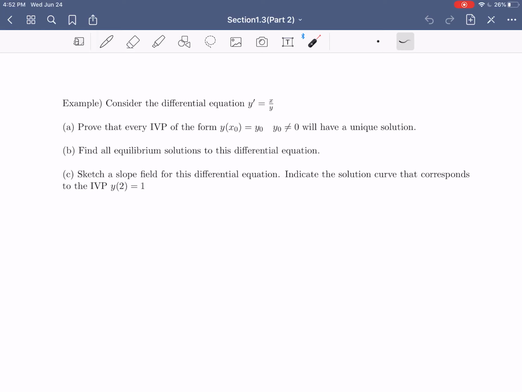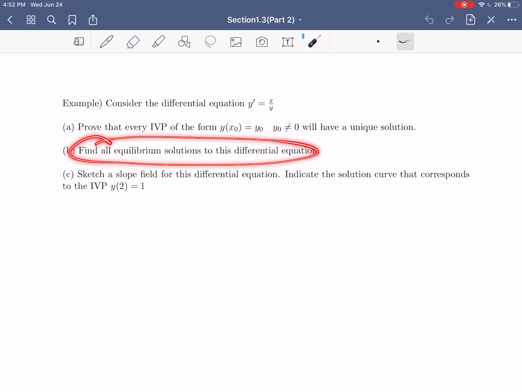We're going to do a couple things. We're going to prove that every IVP of the form y of x0 equals y0, where y0 is not equal to 0, will have a unique solution. That means that anytime y is not equal to 0, we will avoid having our solution curves intersect each other. At y equals 0, we won't have any information, so who knows, but everywhere else we know the solution curves won't intersect.